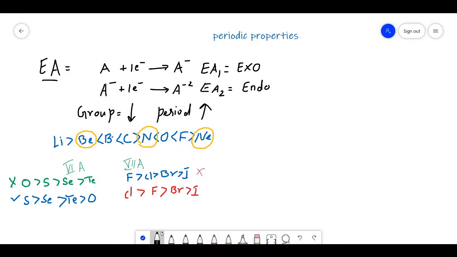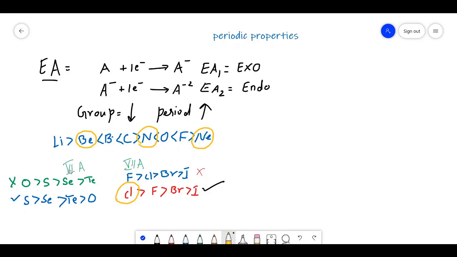So this is the correct order. So these are the exceptions. We get exceptions in the 6th group and 7th group. And in the complete periodic table, the highest electron affinity is present for chlorine. Highest electron affinity is present in chlorine.